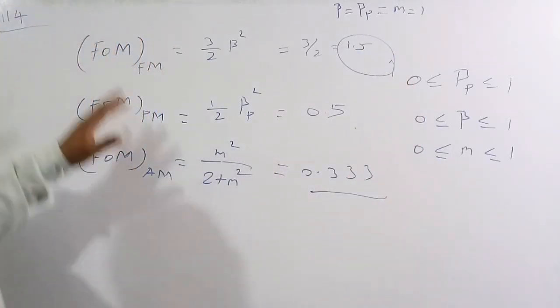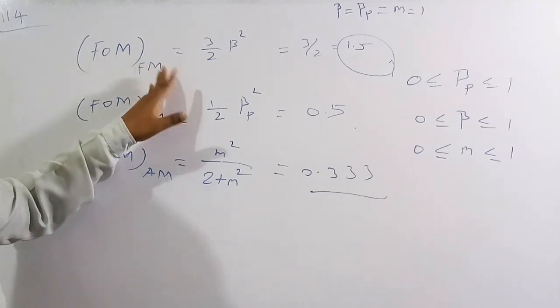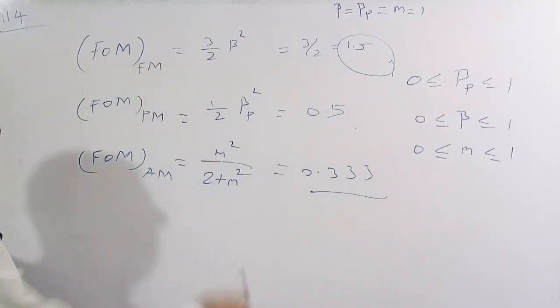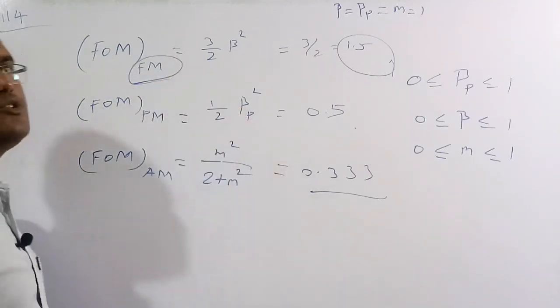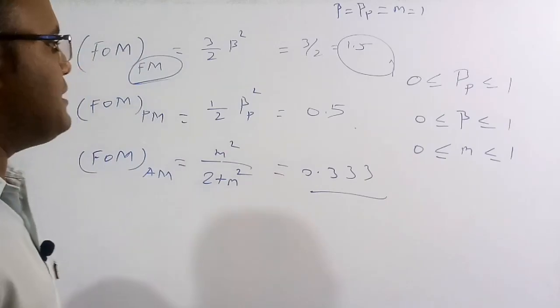Therefore the figure of merit, or signal to noise ratio, for FM is more when compared to the remaining ones. So this is the very highest value. FM is going to have the highest signal to noise ratio, or figure of merit, when compared to the remaining modulation schemes. So now we are going to solve the 115th question.